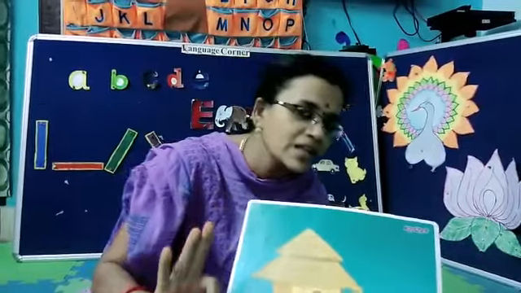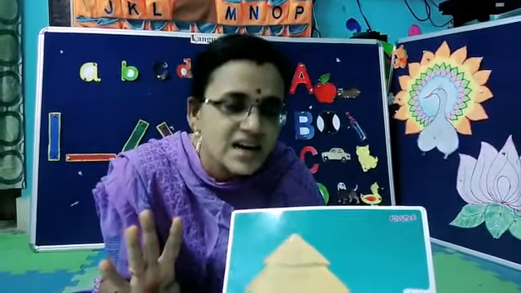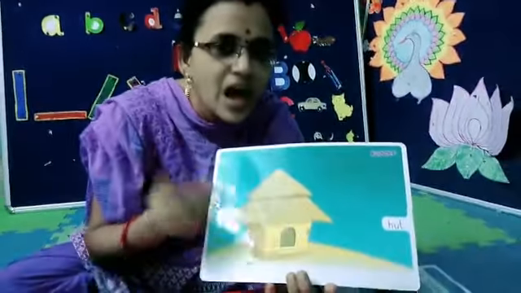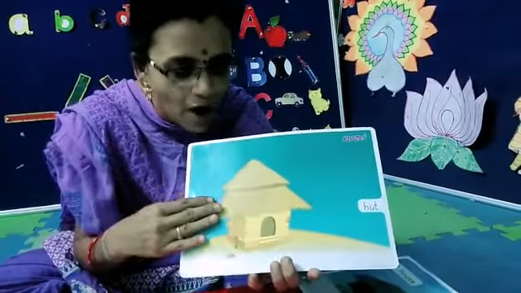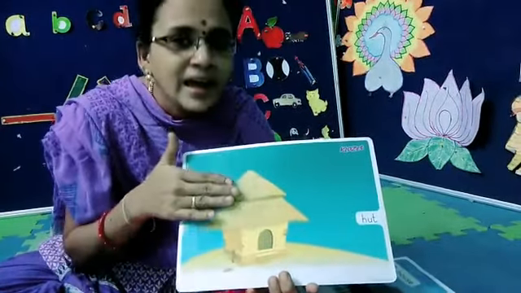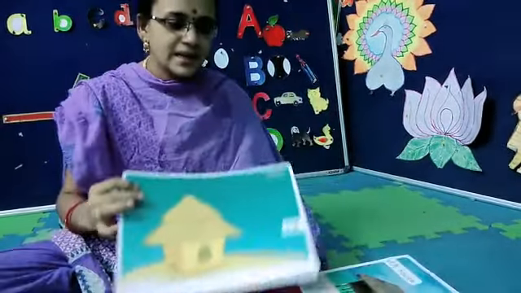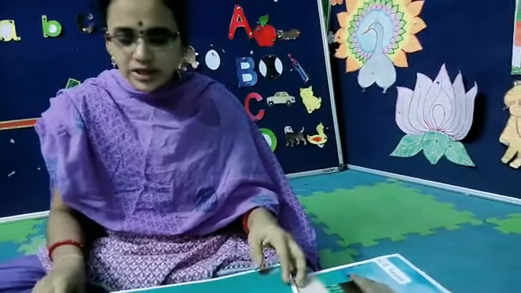Who are in the small family? Father, mother, brother and sister. Okay, kids? What's the name of the house? Hut house. This house is made up of sand and hay. Okay, kids? Next, we are going to see this house.